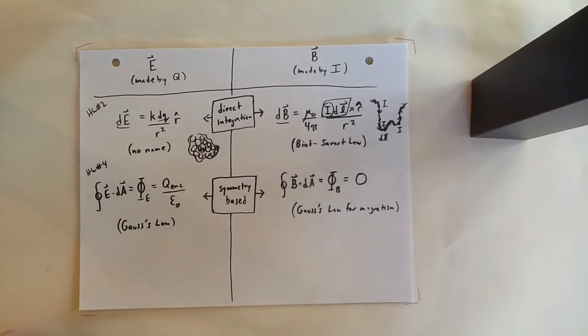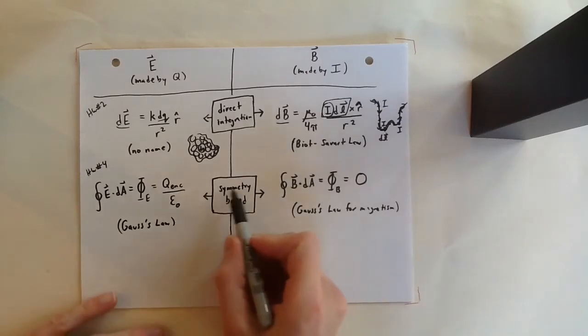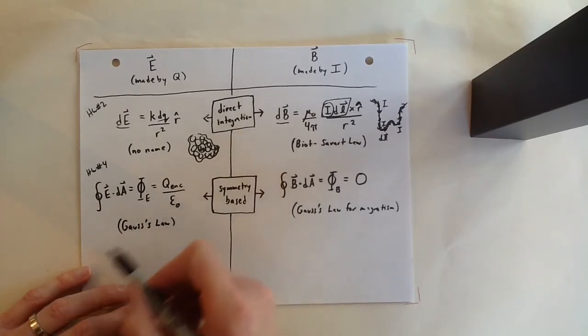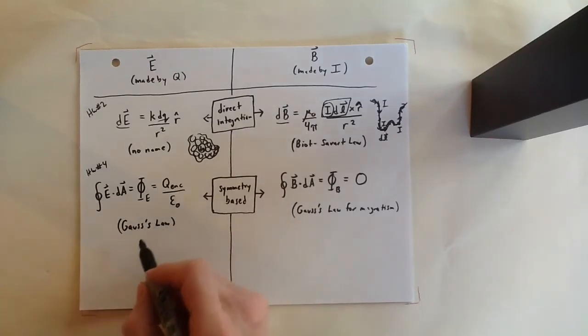And Gauss's law, when it works, is incredibly great. Of course, it doesn't work in many situations, but if you have a highly symmetric situation, that's why I call it a symmetry-based law, then it works really well. We looked at planar, cylindrical, and spherical symmetries.